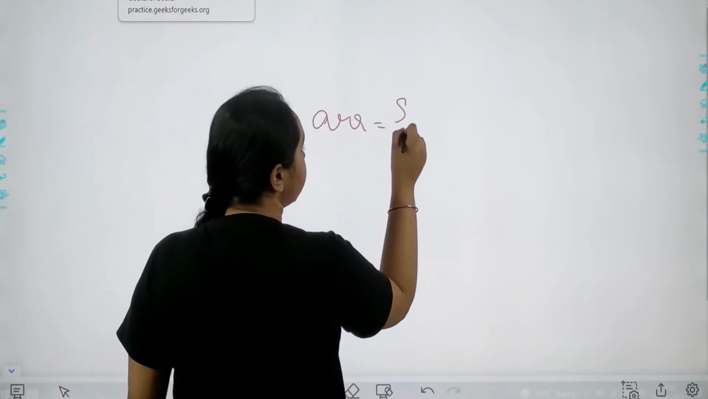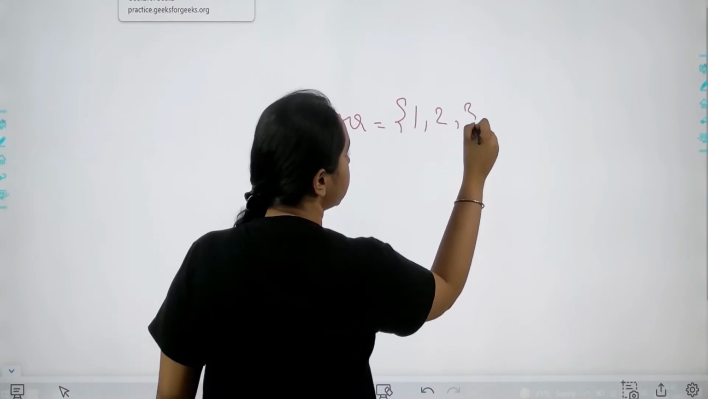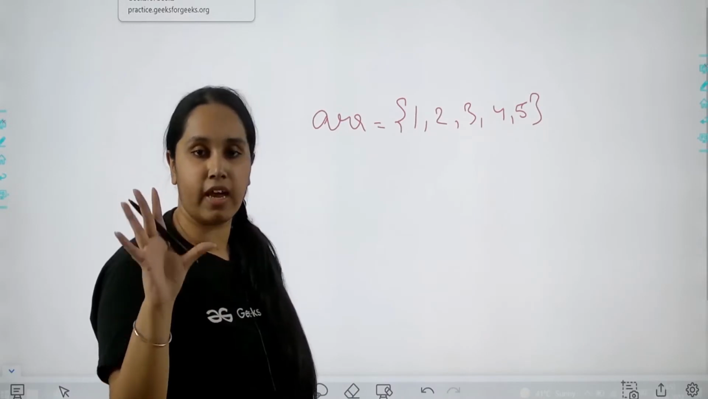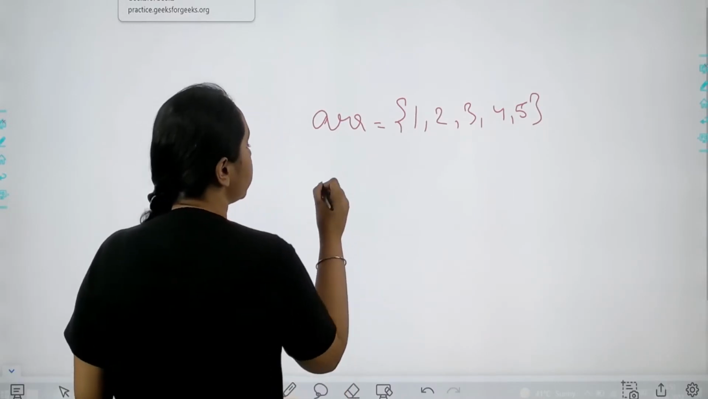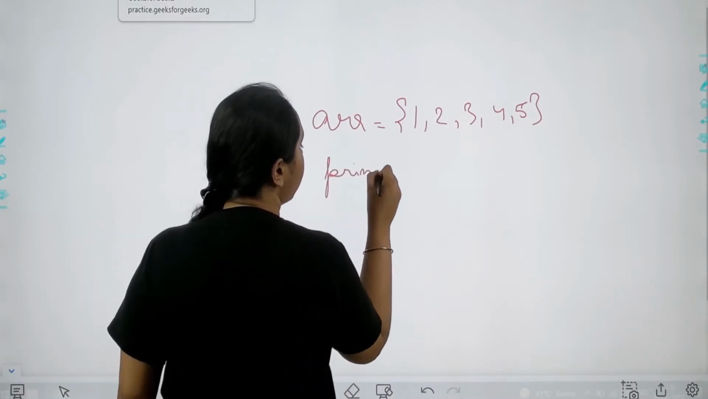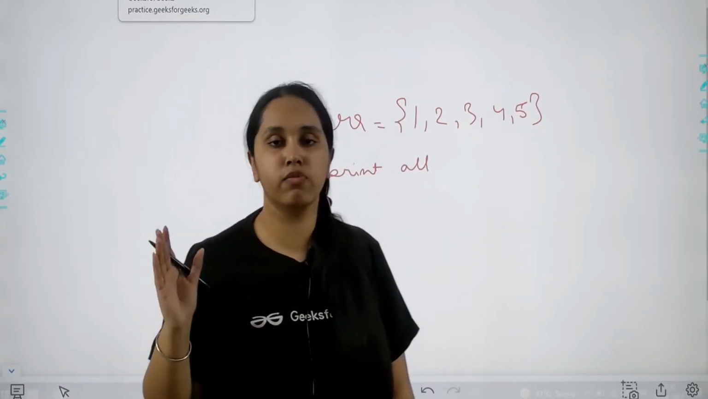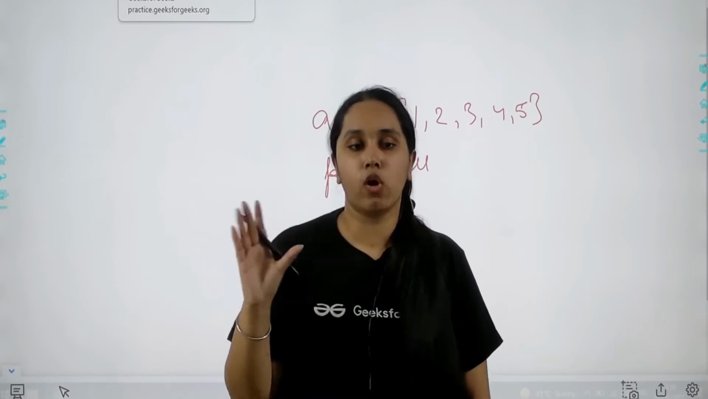For example, the array has elements like 1, 2, 3, 4, 5. Now in total this array has 5 elements. What we need to do is print all the elements. That means I need to print 1, 2, 3, 4, 5. I need to print all the elements.